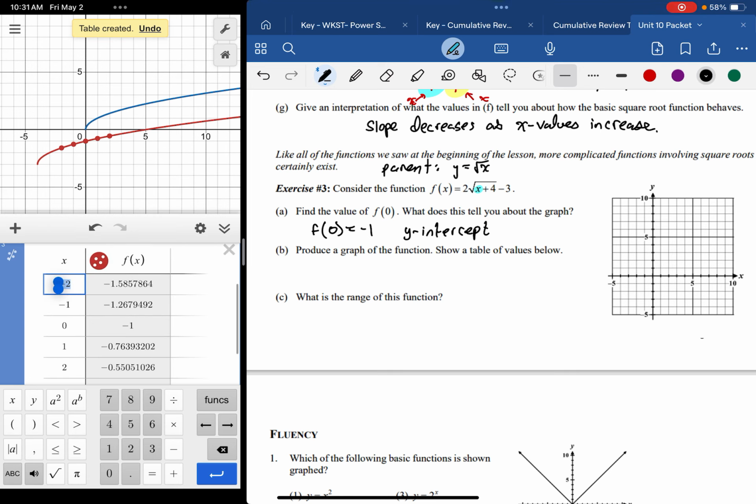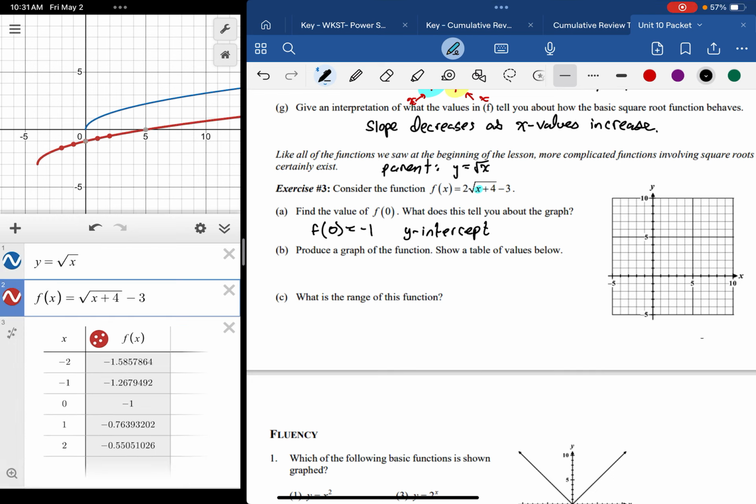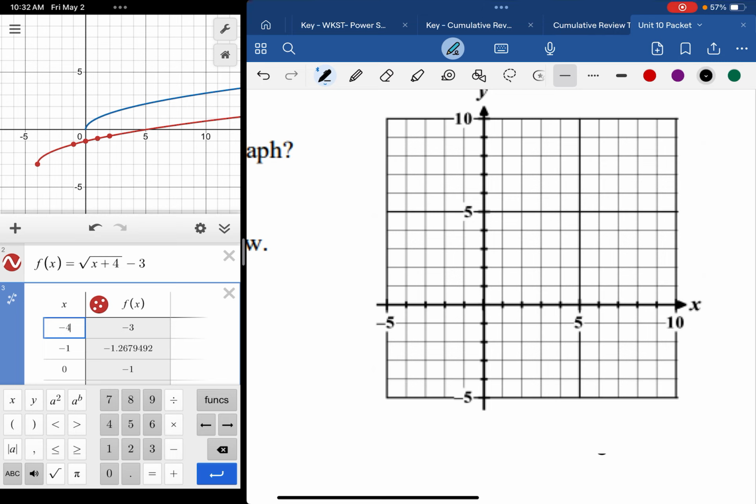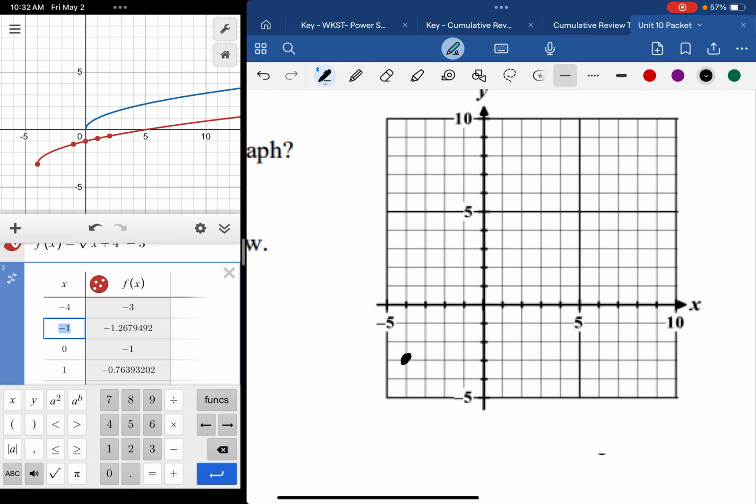All right, but if you just go by what Desmos gives you as a starting point of the table associated with the graph, you could run into trouble. Because on this graph, I can see that there's a point in this neighborhood over here around -4. Right, but my table starts at -2. So let me change that, make it start at -4. All right, so at -4, I'm going to have a -3.